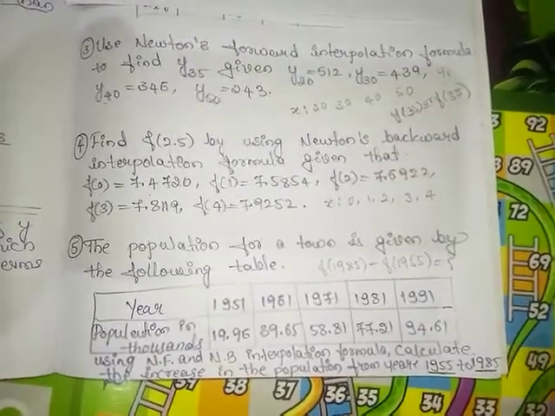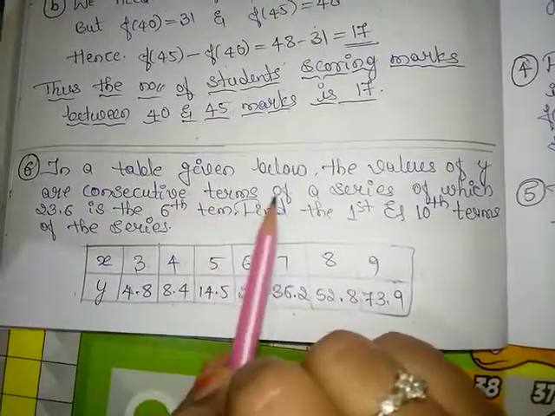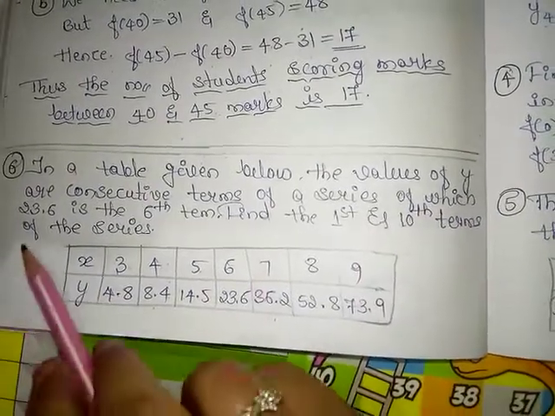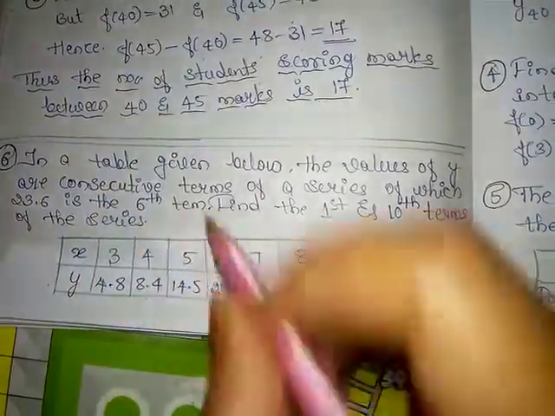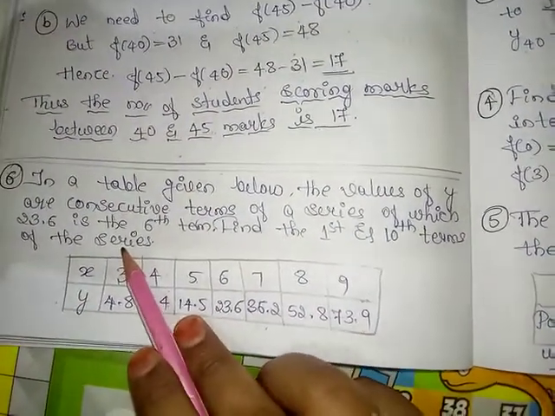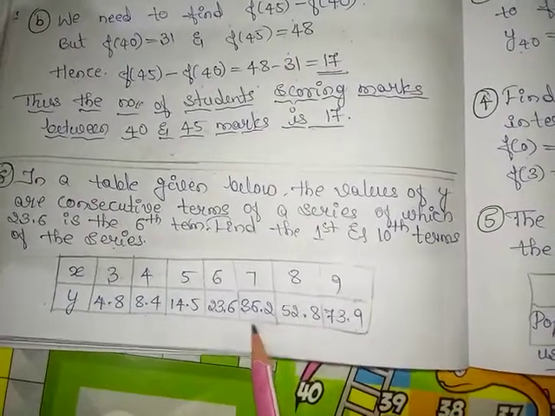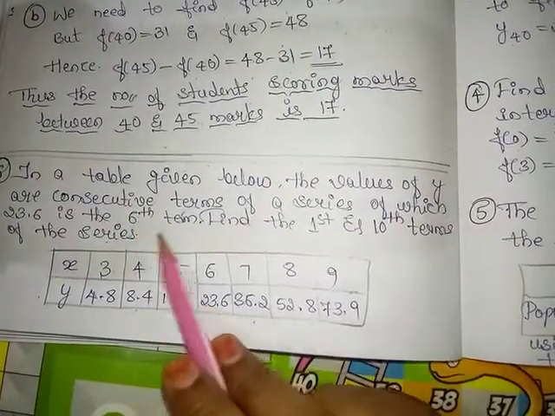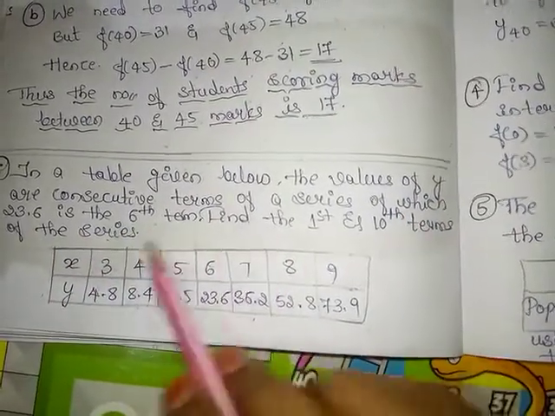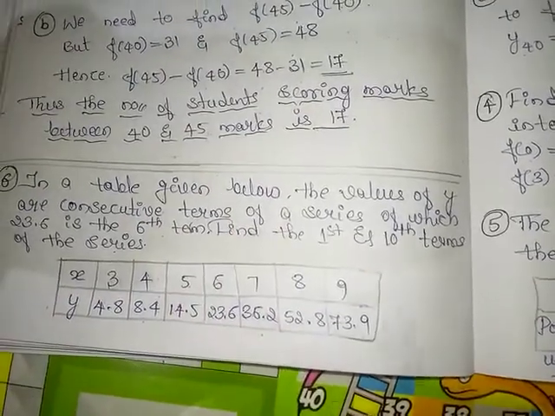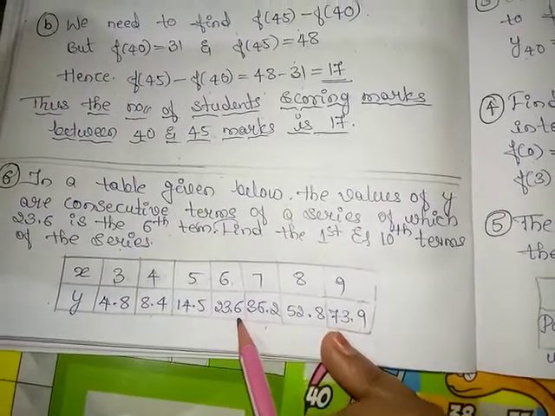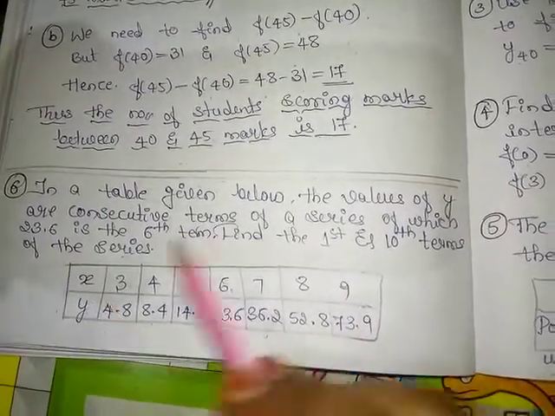Next example is the sixth one. In the table given below, the values of y are consecutive terms of a series, of which 23.6 is the sixth term. Find the first and 10th term of the series. This sentence is given only to confuse you. See here, the sixth term was 23.6. You have to find the first term and the 10th term.